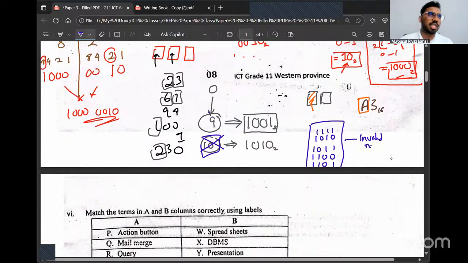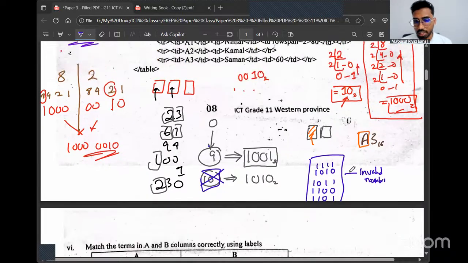Not invalid, there's another name. I can't remember the exact name for that. There's one word that I taught in the class, but yeah, there's a word that we use. So you can't use those numbers for BCD.